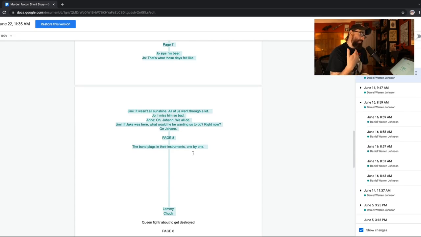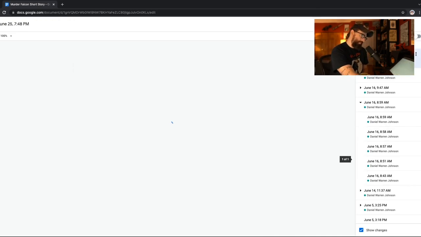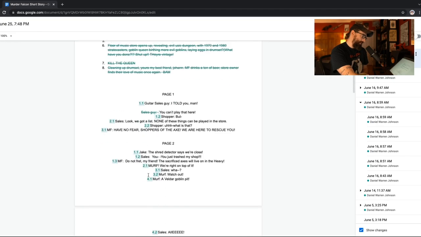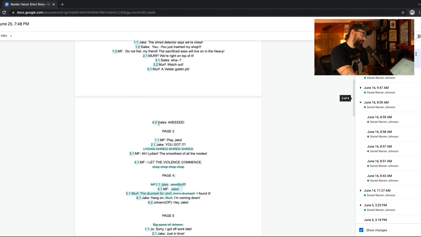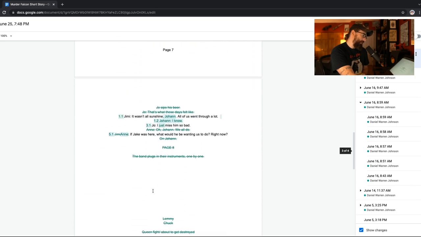So there's no dialogue here. I'm just literally saying, this is what's going to happen. And then I knew that I could make that whole page work. And here were the notes for Russ Wooten. And a little bit of editing here.